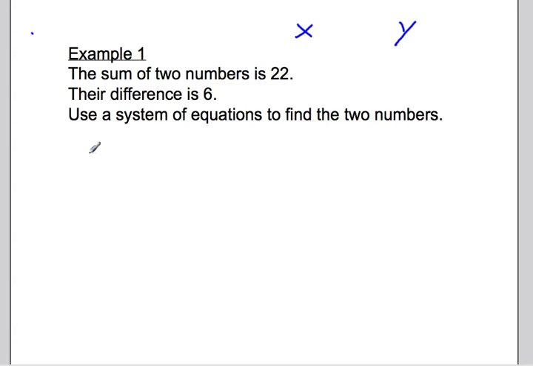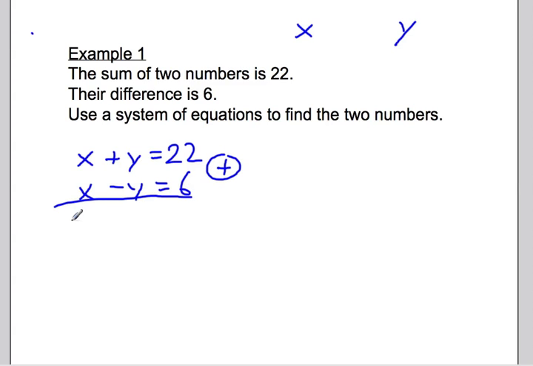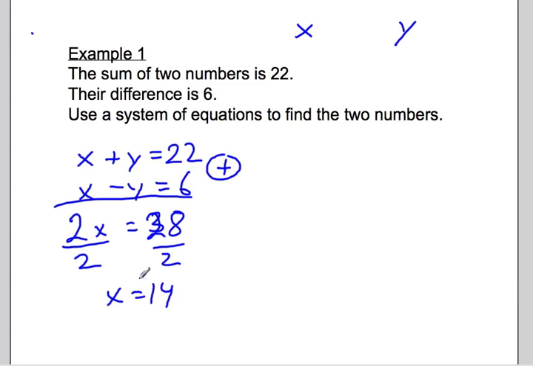So if the sum of the numbers is 22, we can say x plus y equals 22, and their difference is 6. So we can say x minus y equals 6. And this is a simple equation to solve. We can add them together, and we get 2x equals 28. And then we can divide by 2, and we get x equals 14.